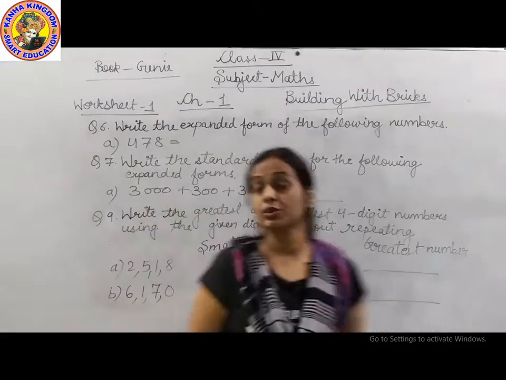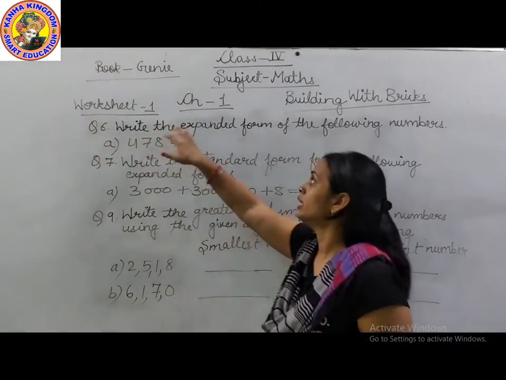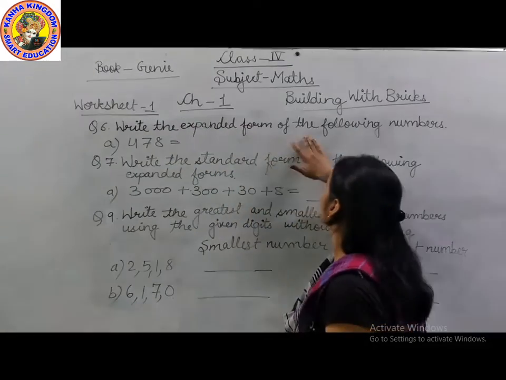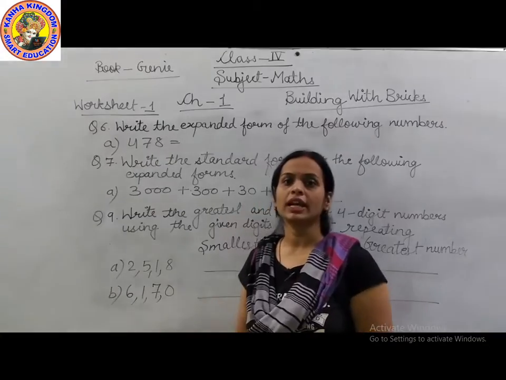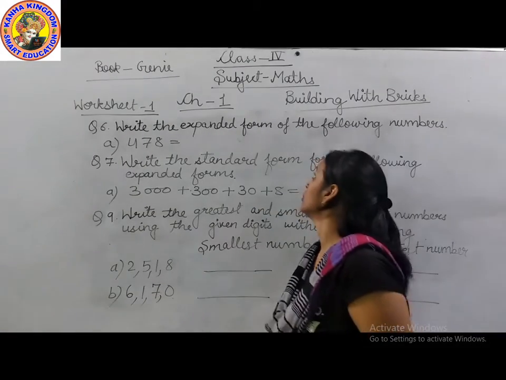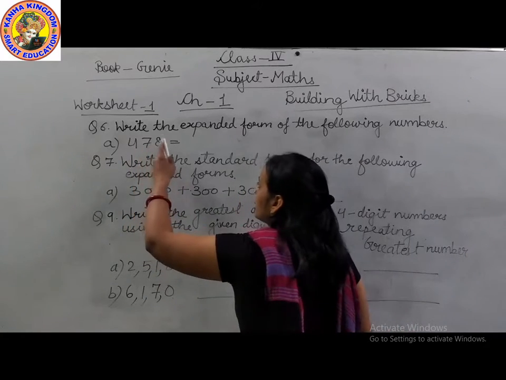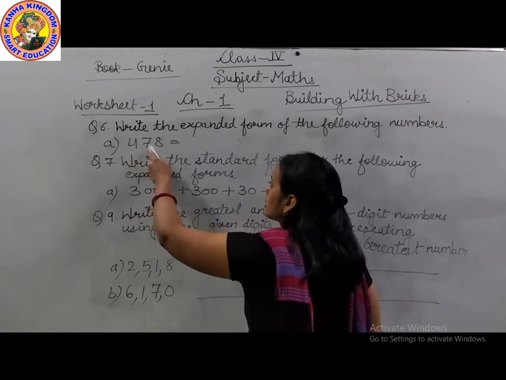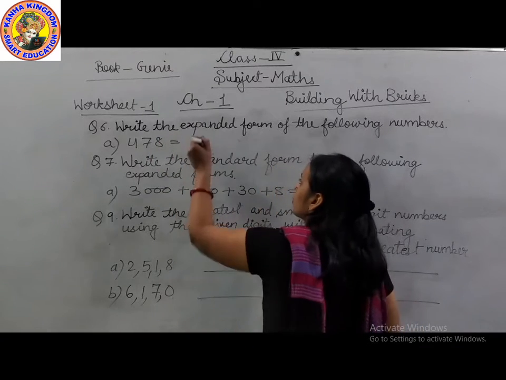Now our next question, question number 6. Write the expanded form of the following numbers. So 478 means, write this number in expanded form.